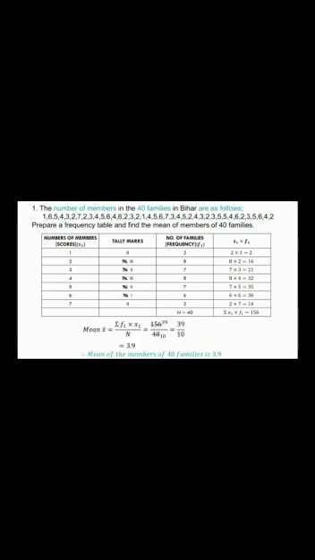In the fourth column, what are we going to do? We are going to find the product of F1 and X1. What is F1? 2. And what is X1? 1. So 2 multiplied by 1 is 2.